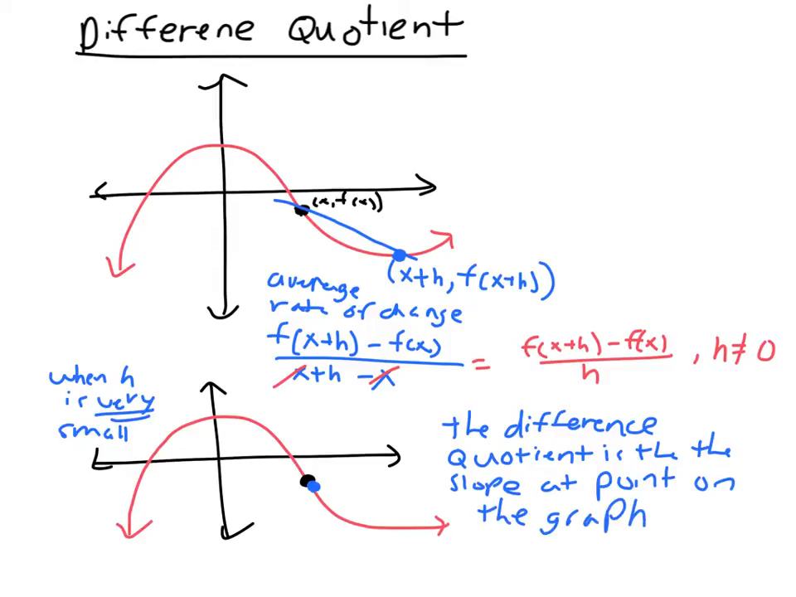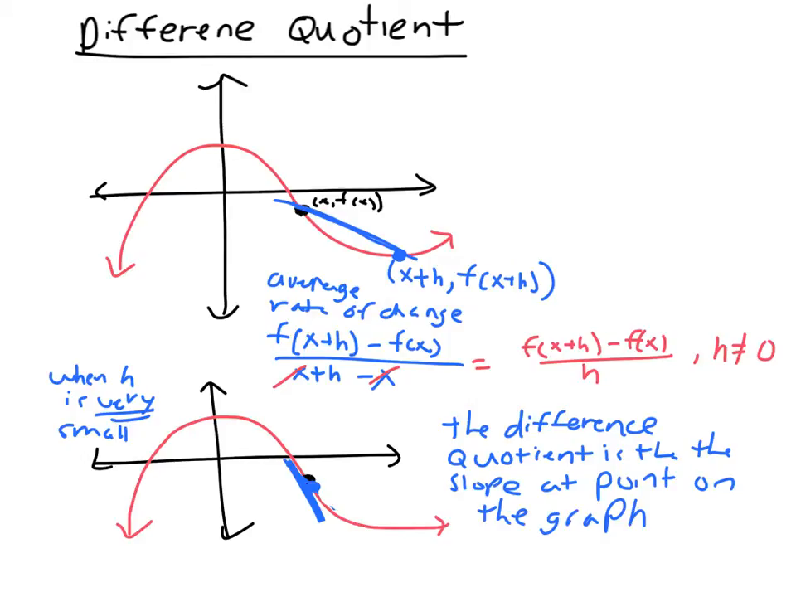So instead of it being the slope between 2 points, if h were to become really small, well, that was a really bad drawing. Let's see if I can erase that. Okay, so let me try to draw this line. If h were to become really small, it's this line, the slope of that line. So the slope at a particular point on the graph. And that's actually called the slope of the tangent line.